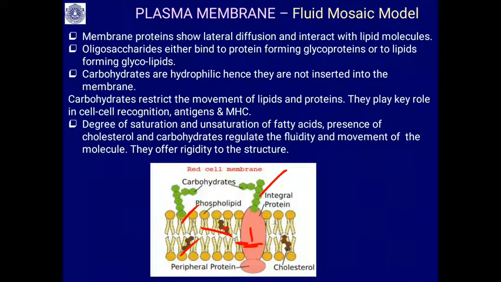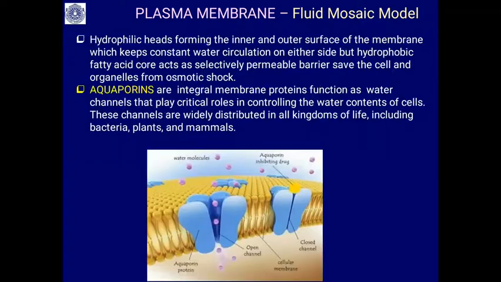They play a key role in cell recognition because they are associated with the glycoproteins, functioning as antigens. Cell recognition, antigens, and major histocompatibility molecules play a major role in immune cells. The degree of saturation and unsaturation of fatty acids and the presence of cholesterol, you will find these are the cholesterol, regulate the fluidity and movement of the molecules, and they offer rigidity to the structure.